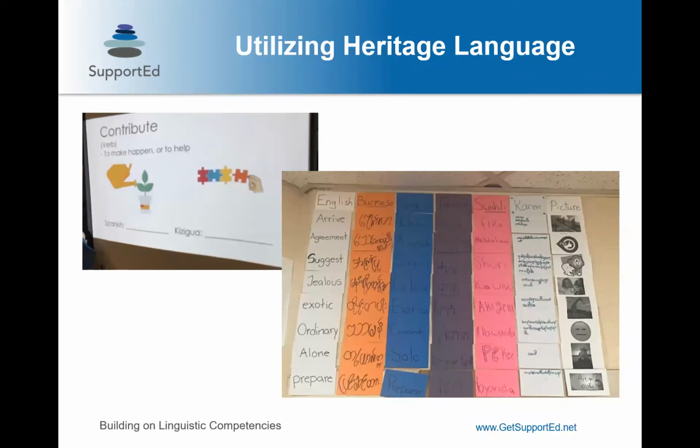So the students are at the center of creating those words. Teachers, rather, are not Googling how to say contribute in Kizigwa. Rather, they're having students come up and engage to highlight, to really build on their linguistic competencies.